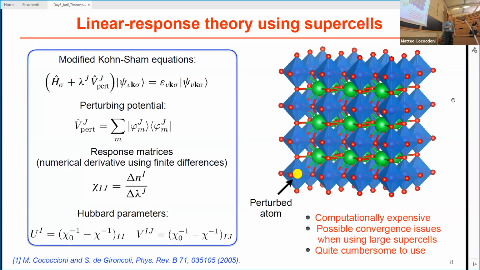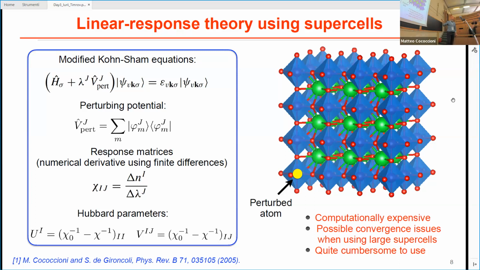And how to use it in practice is very simple. You can take your favorite electronic structure code, be it Quantum ESPRESSO or VASP or Abinit or you name it. And then you just take your DFT solver, the Kohn-Sham equation, and you simply plug in an extra term, which is the perturbation. So this is called the modified Kohn-Sham equation. We just insert in here the term where lambda is the strength of the perturbation, it's a constant, and V is the perturbing potential. It's defined as the projector on the Hubbard manifold.